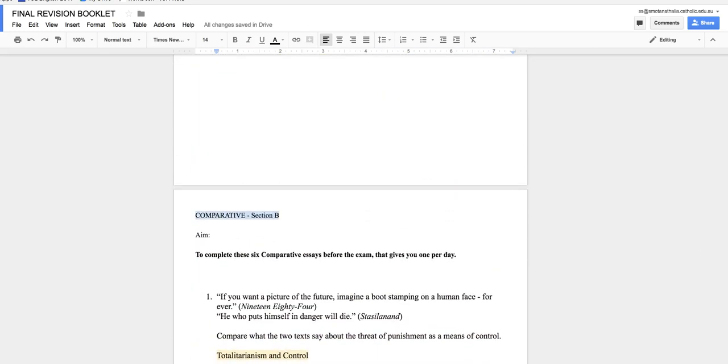We've been through question 1, which is compare what the two texts say about the threat of punishment as a means of control. Remember not to be too concerned. I don't know what I did to the word Stasiland. If you get 2 quotes, okay? Read the quotes, figure out where they're from in each book and what they relate to, and then it should have some kind of statement, okay? Such as punishment, means of control. If it does not have a statement, write yourself one.